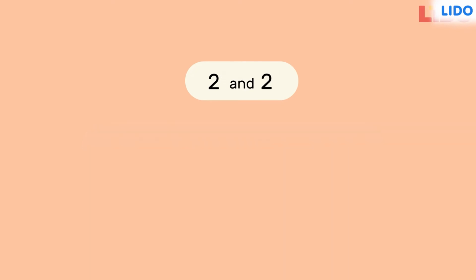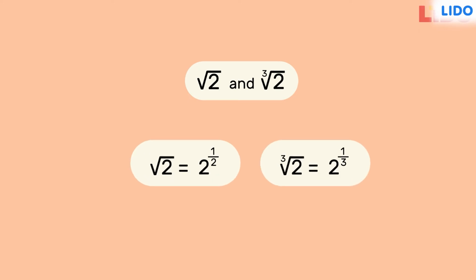Let's say we have root 2 and cube root 2. Root 2 is 2 to the power half and cube root 2 is 2 to the power 1/3. Since half is greater than 1/3, root 2 is greater than cube root 2.